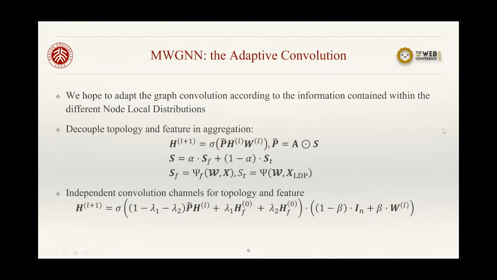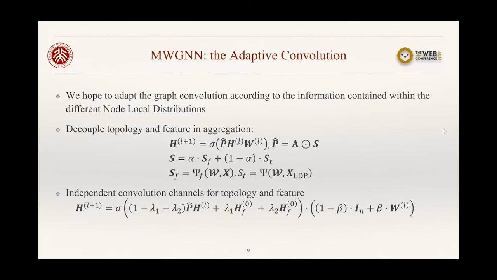Then for the second challenge, instead of using the same convolution over all nodes and the predefined neighborhood, we adaptively conduct graph convolution with two aggregation weights and three channels based on our learned meta weight. First, we decouple topology and feature in aggregation to adaptively weigh the correlation between neighbor node and ego node from the local distribution concept. This decoupling process empowers the graph convolution to distinguish the different dependence on the corresponding factors and adjust itself to achieve the best performance.